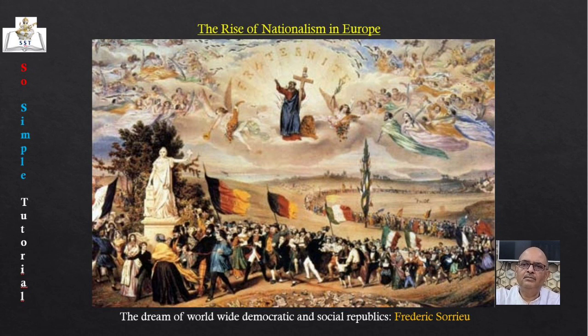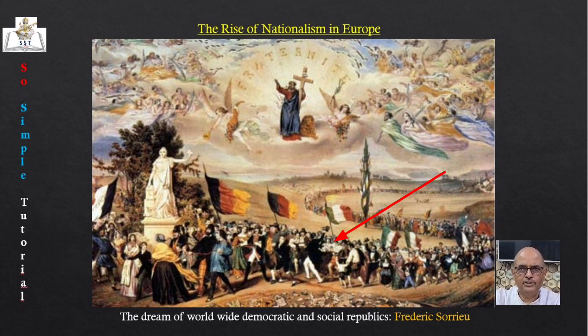This is a painting made by a French artist named Frédéric Sorrieu in 1848. In fact, he made a series of four. This is one of them. He named them the dream of worldwide democratic and social republic. If you look at the picture carefully, you will find four things here.